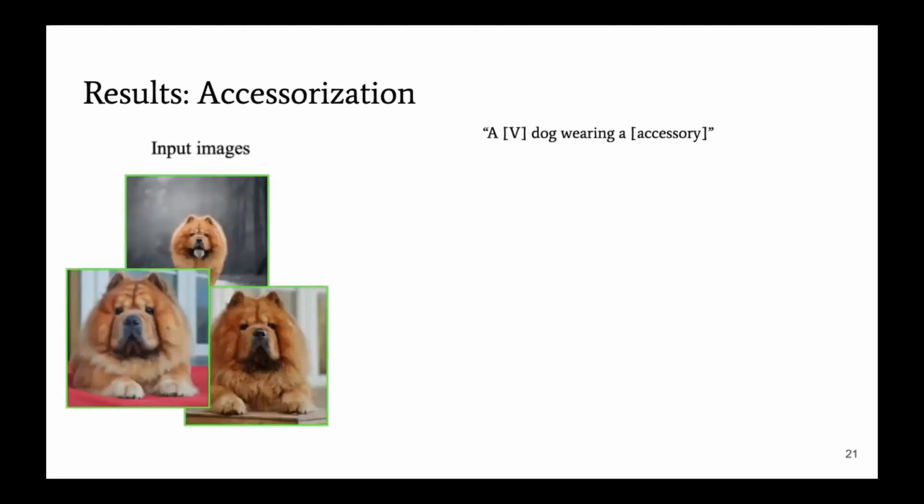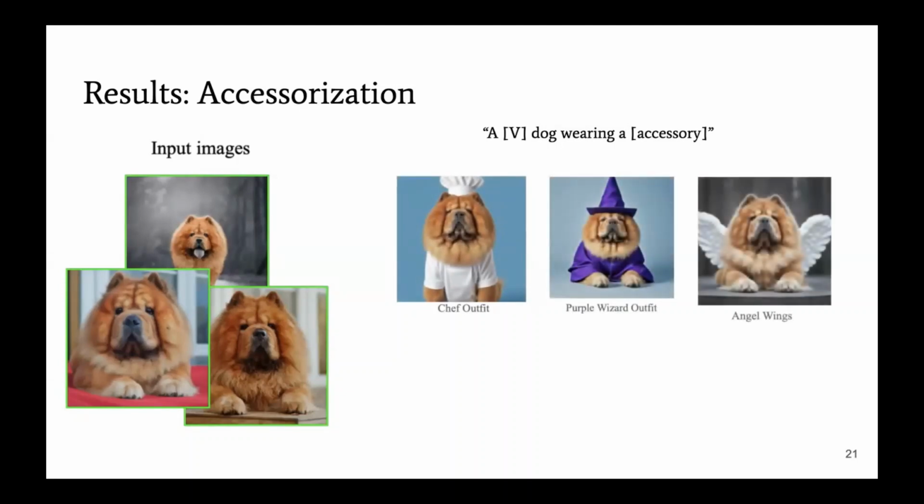Accessorization. This is certainly an interesting capability of the model. It comes from the prior: you can bind words to feature classes and pairs. Given the sentence structure of a token identifier plus your class, dog in this instance, you can say wearing an accessory, and that accessory can be a chef outfit, purple wizard, or angel wings. The important thing to note here is that, like the glasses in the snow, the shadows are drawn in such a way that the outfit is taken into consideration. With the wizard outfit, the shadow is lengthened. With the angel wings, the shadow has a space between them where you can see that there's no shadow.